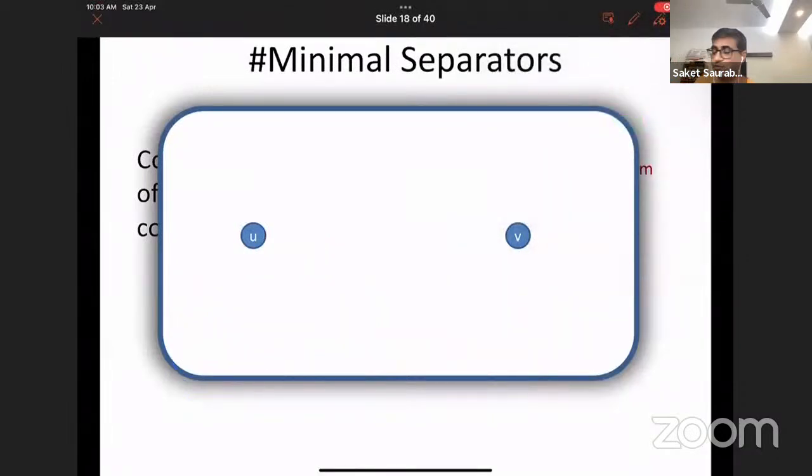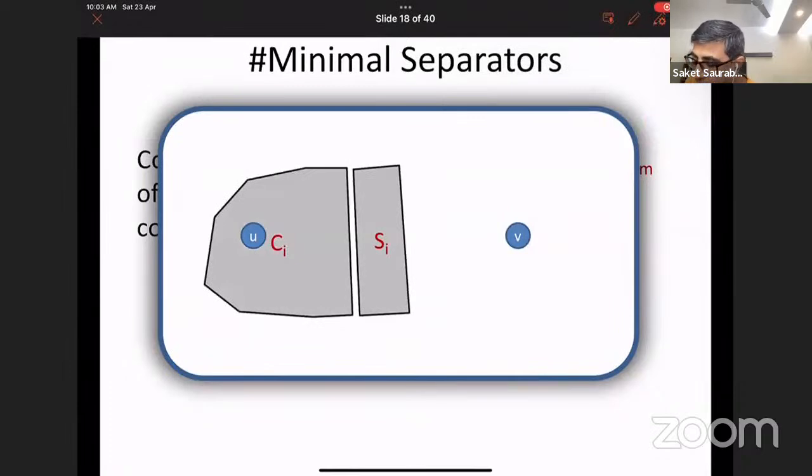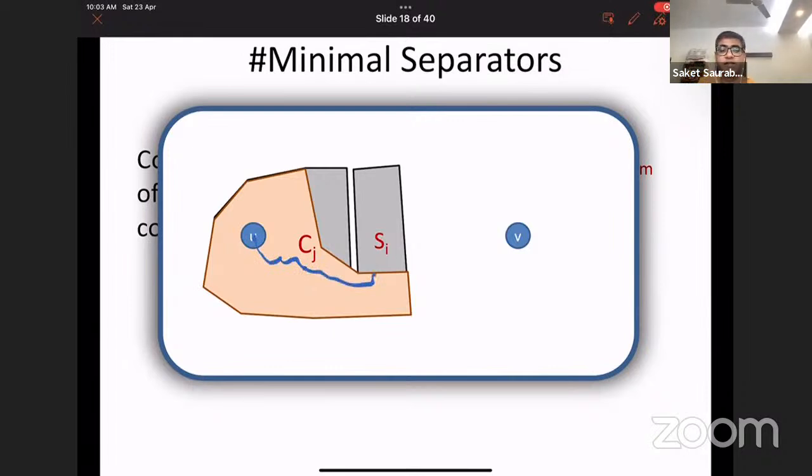Here's our U and V. And here's a separator that contains U. And here's a separator that is the neighbors of it. And there's a V outside. Now look at any other separator of exactly the same size. It starts at U, and it contains some vertex that is not here. How can it go? It must go through Si. So every other separator that contains U of size exactly equal to P intersects with Si.